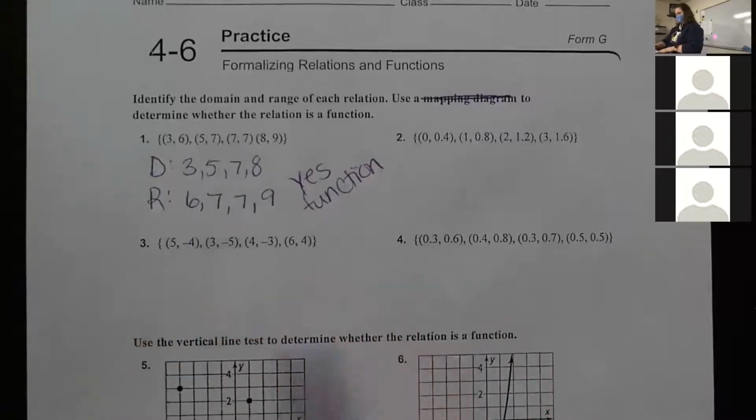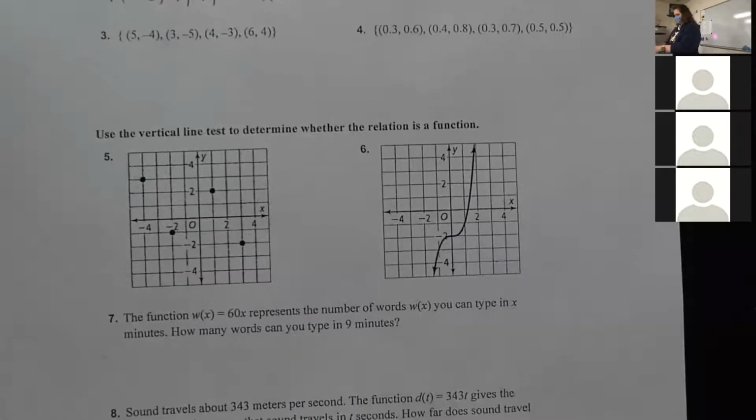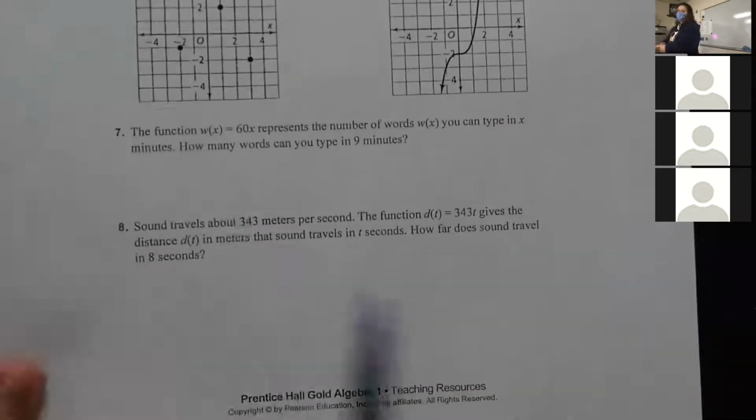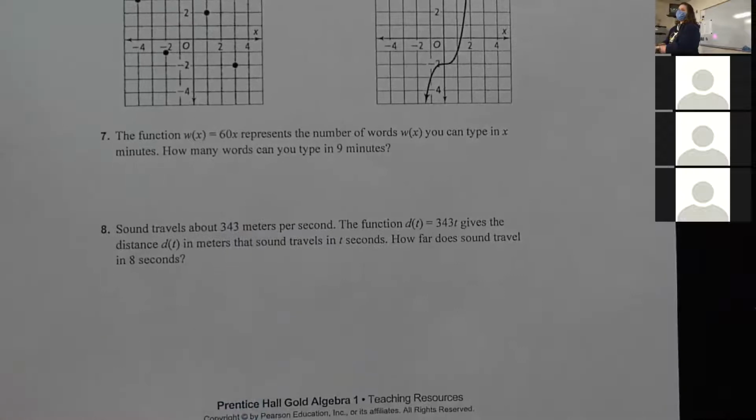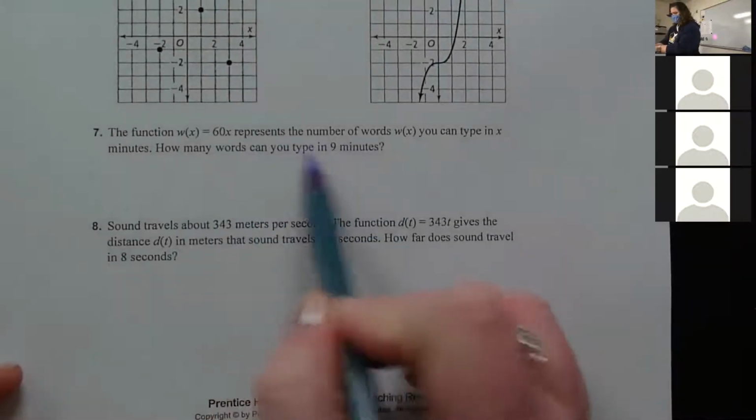This should be really quick and easy for you on number 1 through 4. 5 and 6, vertical line test again. Okay, just did that on your other worksheet. 7 and 8, please don't skip them just because they're word problems. It's probably the 2 easiest word problems you'll ever have all year long. They're actually very, very easy. It's literally asking you how many words you can type in 9 minutes and they give you the equation. So you're just plugging it in.